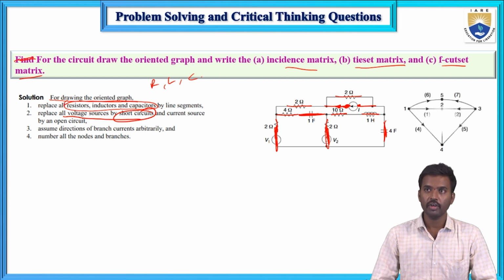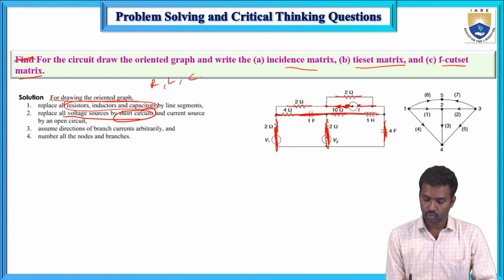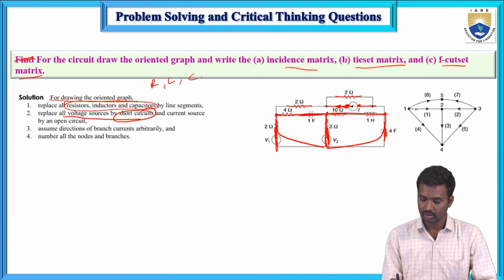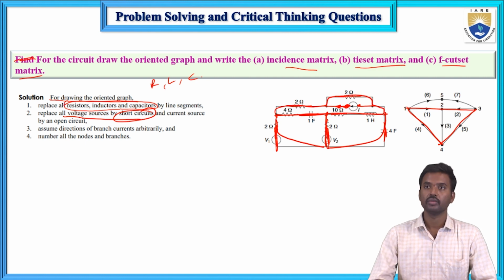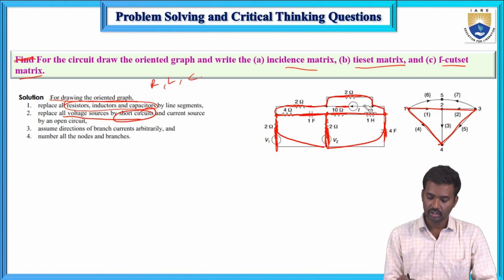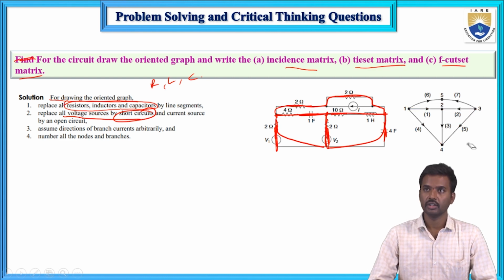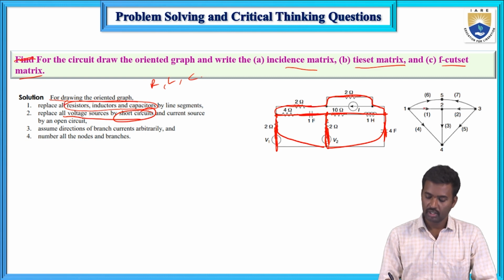So now if you simplify this, this is the graph. So this one and this one and this one and this one. This is the graph. This is open circuited, so now the graph should be like this. Now assume the directions first. Here you can represent in any direction. So the direction should be like this, and number all the nodes and branches.